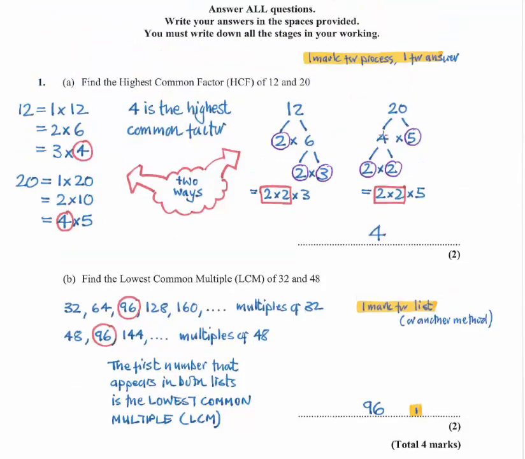And each time you're going to get 1 mark for a process and 1 mark for the answer. So if you just have an answer there of 96, you've got 2 marks. If you haven't got the answer of 96, but you've got a process going on, you can have 1 mark.